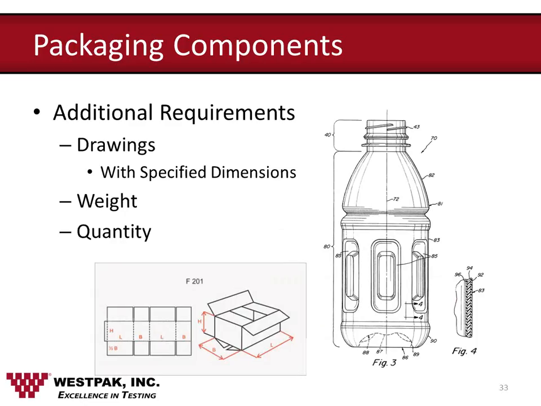Additional requirements are drawings. Everything that can be drawn, you probably need a drawing. Right here we have a drawing of the RSC box, and on the right side a drawing of a bottle that specifies the height, width, gauge, thickness, the torque settings, and the thread settings as well. You also need weight, and the quantity of each packaging material, each packaging component.